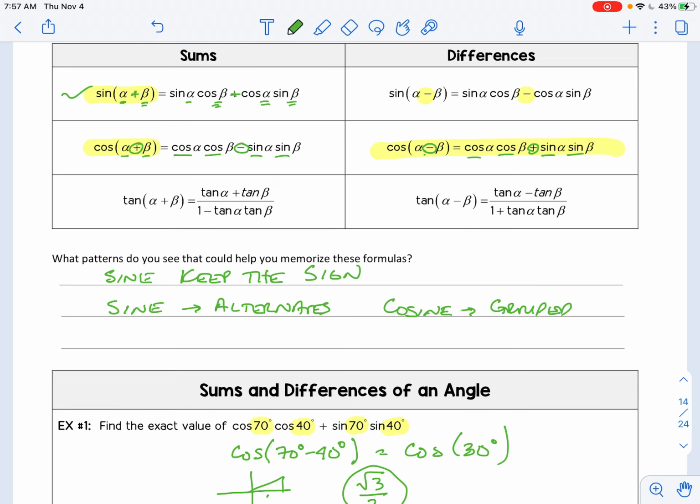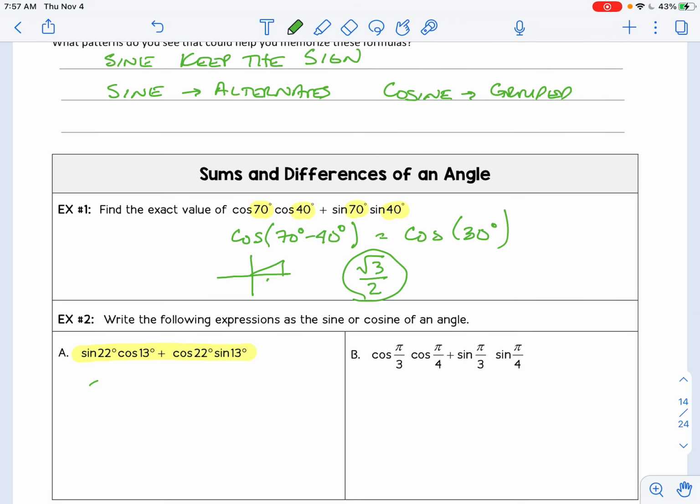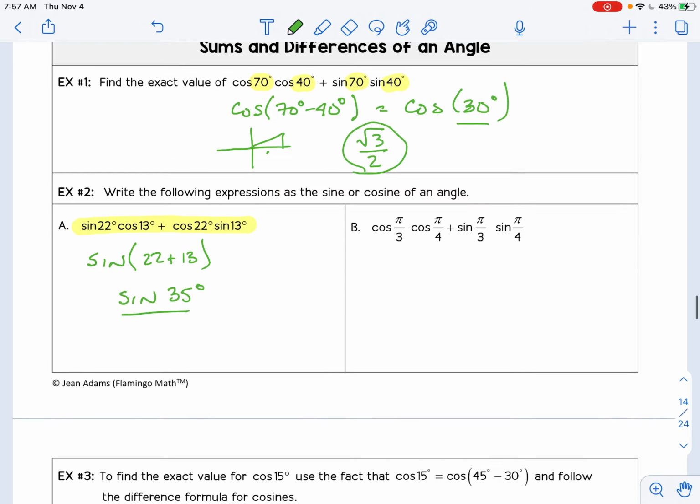So if you go up here, the alternating pattern with a plus in between, I think it is this one. So what could we do? We could rewrite that, if I had it, as the sine of 22 plus 13. Now this doesn't help me too much, but what you would evaluate then is the sine of 35 degrees if I'm just rewriting it. So not quite as good a result as that, where I know my answer.